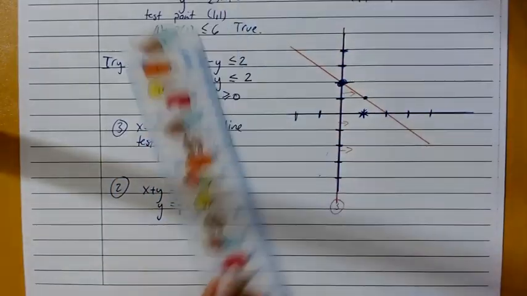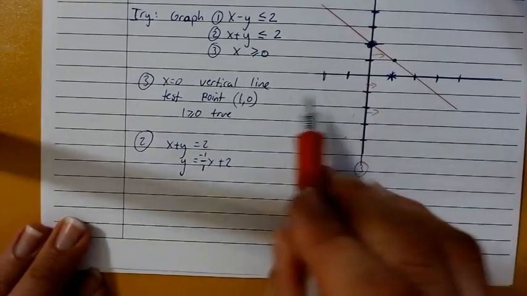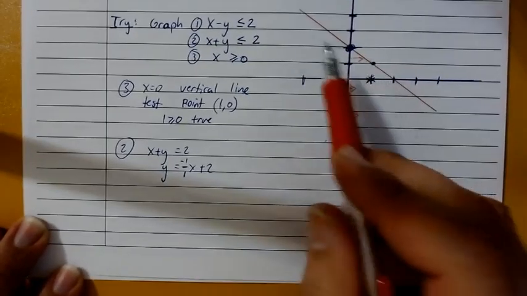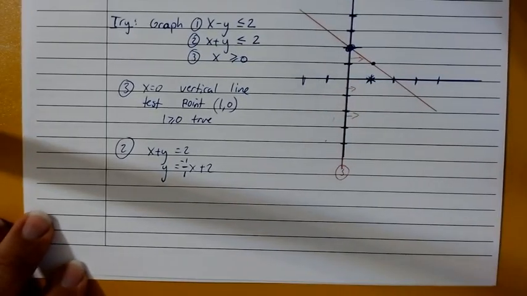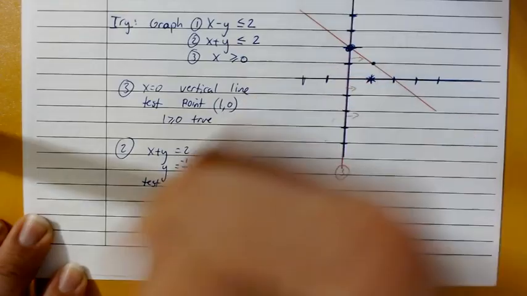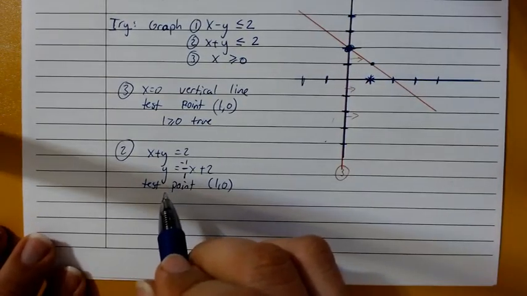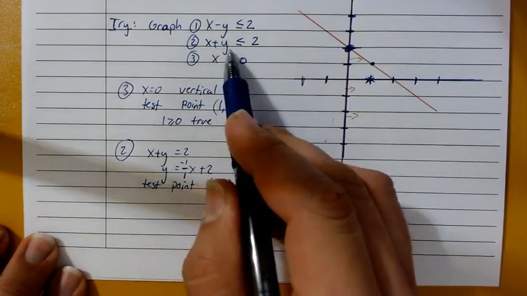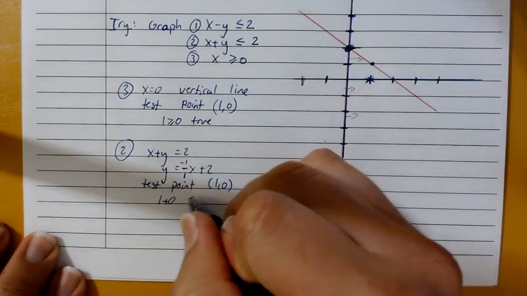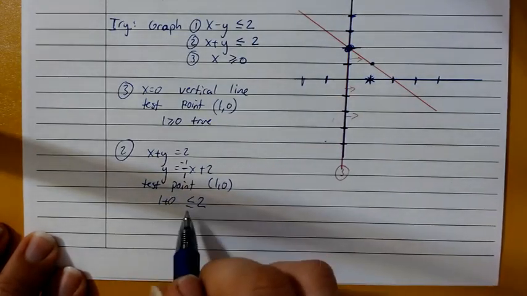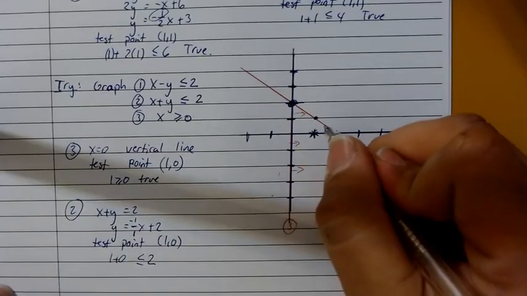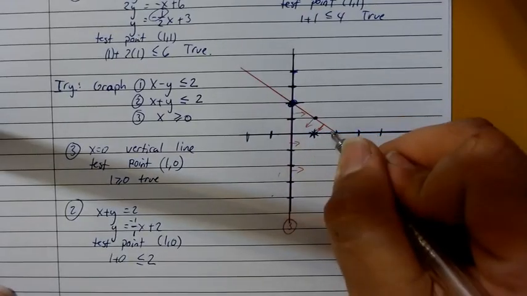There we go. And now I need a test point. I will continue to use 1, 0 because it looks like that's not on my boundary. That's not a point that is on the line that I just drew. It's below that. So my test point, 1, 0. And let's see what happens when we plug that in. Let's see, that's 1 plus 0. And that's going to be less than or equal to 2. That's true. 1 is less than 2. So that means that from this line, we want to shade toward the test point. Okay, so this way, down and to the left.